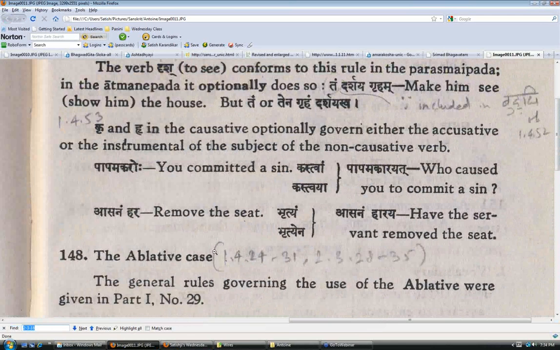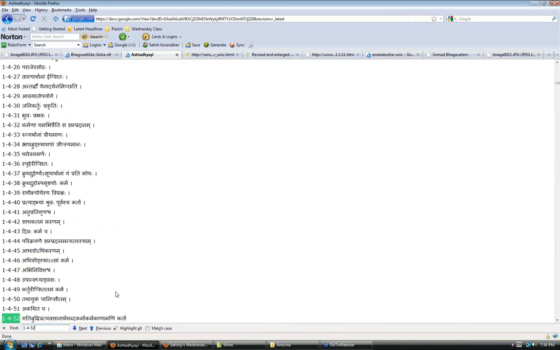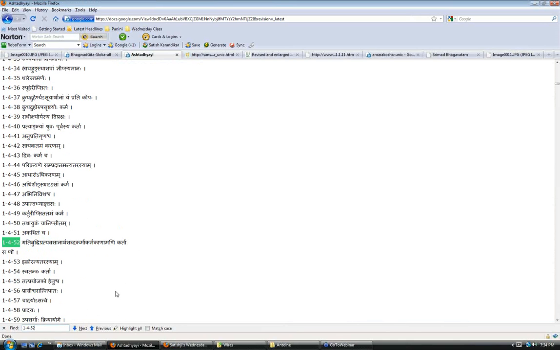1452, 1453. So let's look at those and see what they're saying. Let's look at 1452 first. It is saying Gati Buddhi Pratyavasanartha Shabda Karma Akarmakanam Anikarta Sarnau.